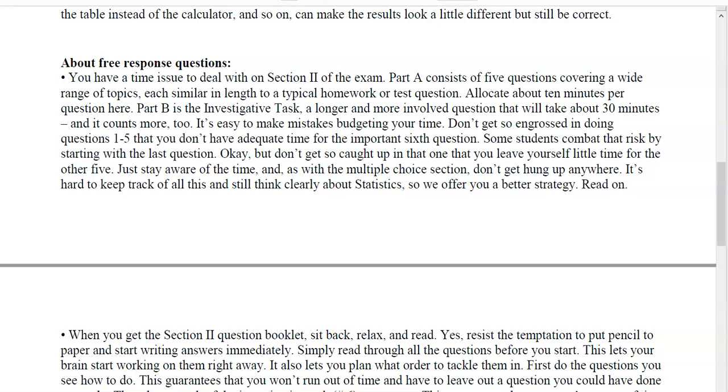Do that for 2 reasons. Number one, you can plan your strategy of which problems to do first, because you want to make sure you show off everything you know. So you want to do all the problems you know how to do first, and not get tripped up on something you really don't remember how to do and sit there thinking about it.